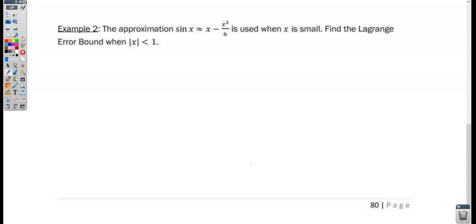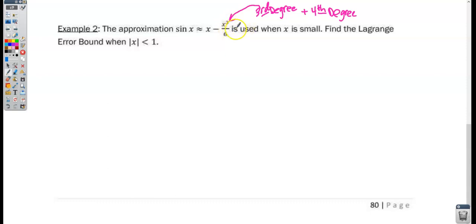The approximation sine of x is approximately x minus x cubed over 6 is used when x is small. Find the Lagrange error bound when the absolute value of x is less than 1. Now, these sine and cosine functions are a little bit tricky when we talk about Lagrange error bound, because technically this polynomial is the third degree Maclaurin polynomial. It's also the fourth degree Taylor polynomial, or Maclaurin polynomial, however we want to describe it. It's both a Taylor and a Maclaurin.